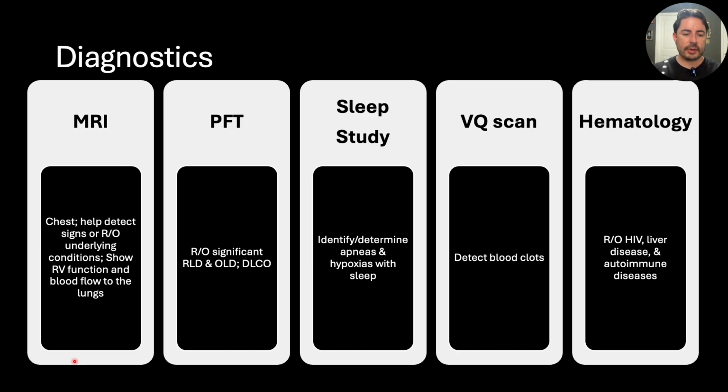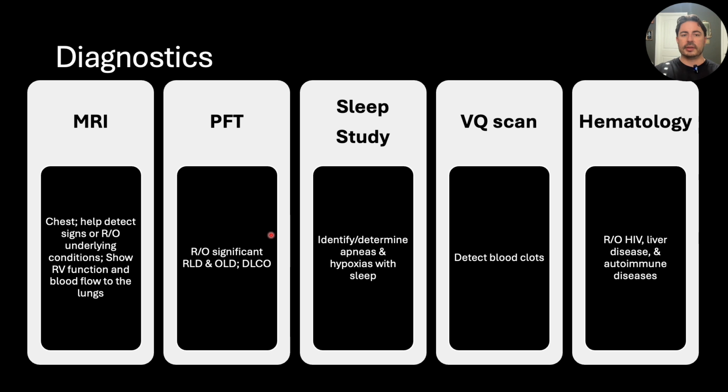Other diagnostics that we could look at is an MRI. We could do an MRI of the chest to help detect any of the signs or rule out underlying conditions. This will actually show us the right ventricle function and blood flow to the lungs. We can use a PFT to rule out any significant restrictive lung disease and obstructive lung disease.